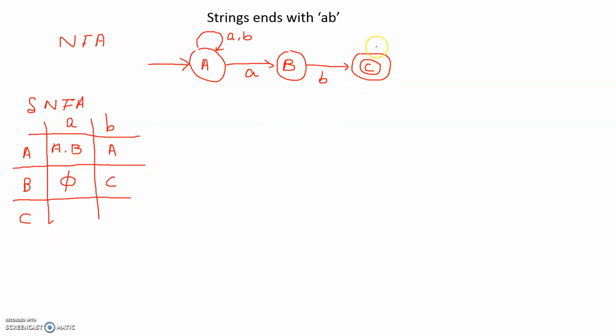Okay. And in state C, we have not been given any transition for small letter A and B. So on seeing a small letter A, we can write phi here. Here also we can write a phi. Okay. This is the transition table for the NFA, this diagram.